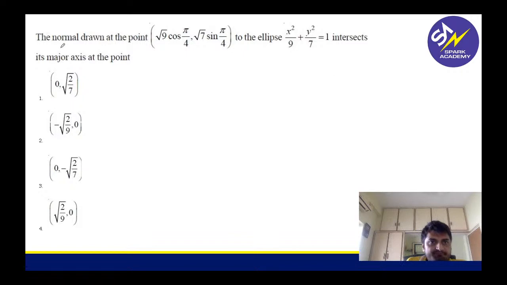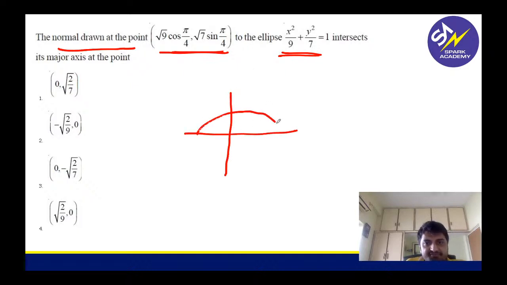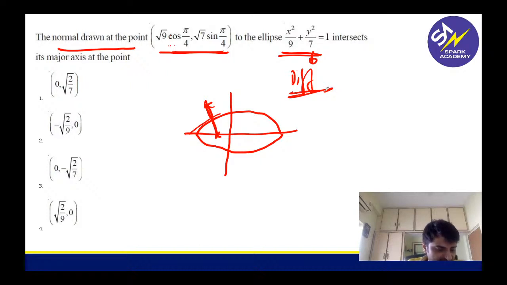This one, guys, a normal drawn at the point to the ellipse. So again, draw the ellipse. Visualize. They are saying a normal drawn to the ellipse at the point. So there is some point given from which a normal is drawn. That normal is meeting the major axis. Major axis is what? This. So if you draw a normal like this, that normal is meeting the major axis at. Again, you can find out using differentiation, right? It's meeting the major axis, right? So major axis means what? X is 0.